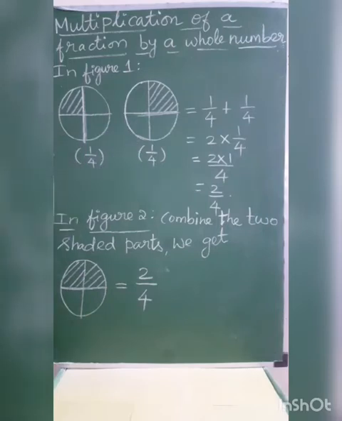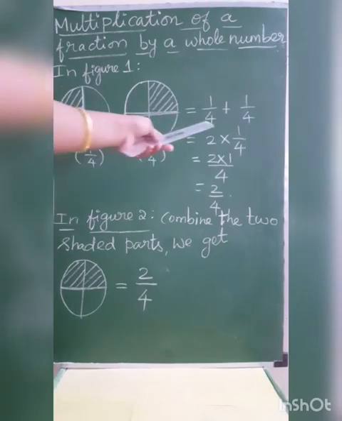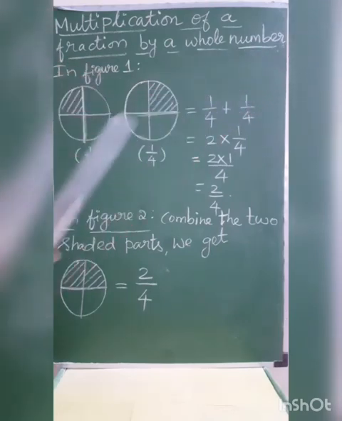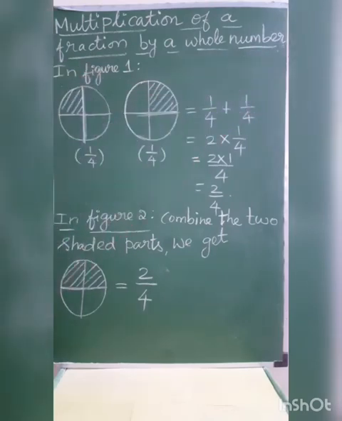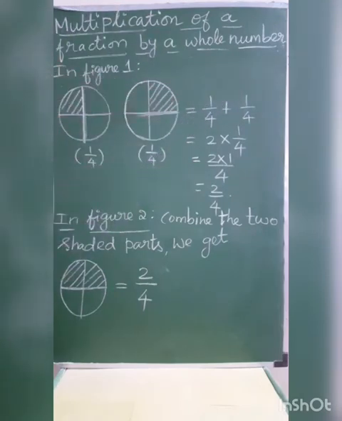Here we add these two fractions. What's your answer? 1 by 4 plus 1 by 4 is 2 by 4. In addition, the denominator is the same, so you write it only one time in the denominator. Take the denominator as common and only add the numerator values. So 1 plus 1 is 2, and 2 by 4 is your answer for the addition.